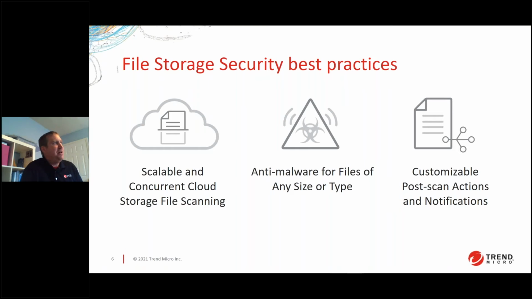So David, with file storage security best practices, what are these three pillars here that you should look at when you're inspecting files as they come in? What would we look at there from a best practice standpoint? Well, there's really three things that we'd want to get across for most scenarios. First, the scalability and concurrent cloud scanning. So this is, again, a key to the automation process.